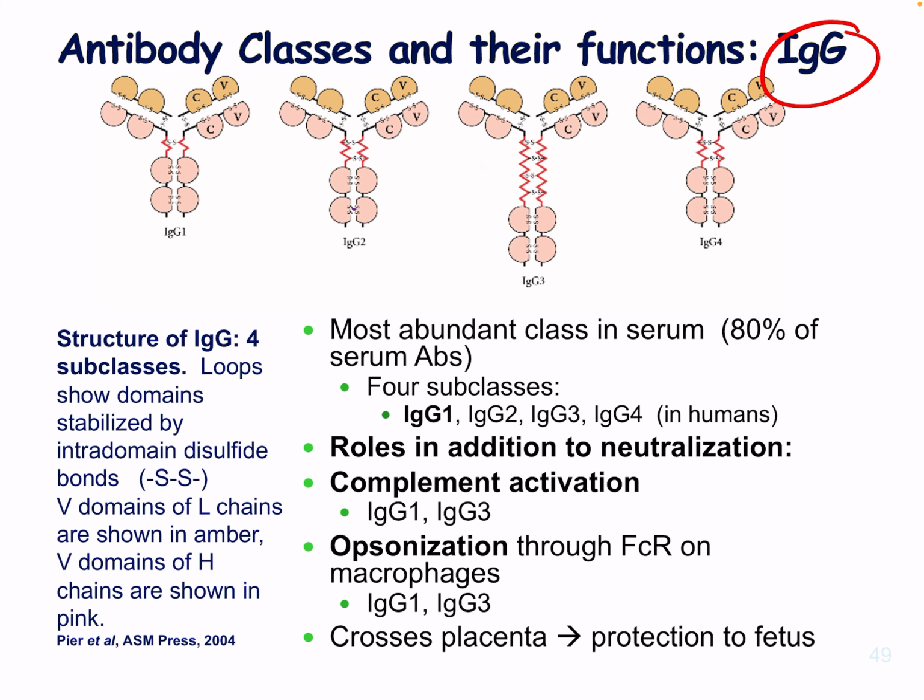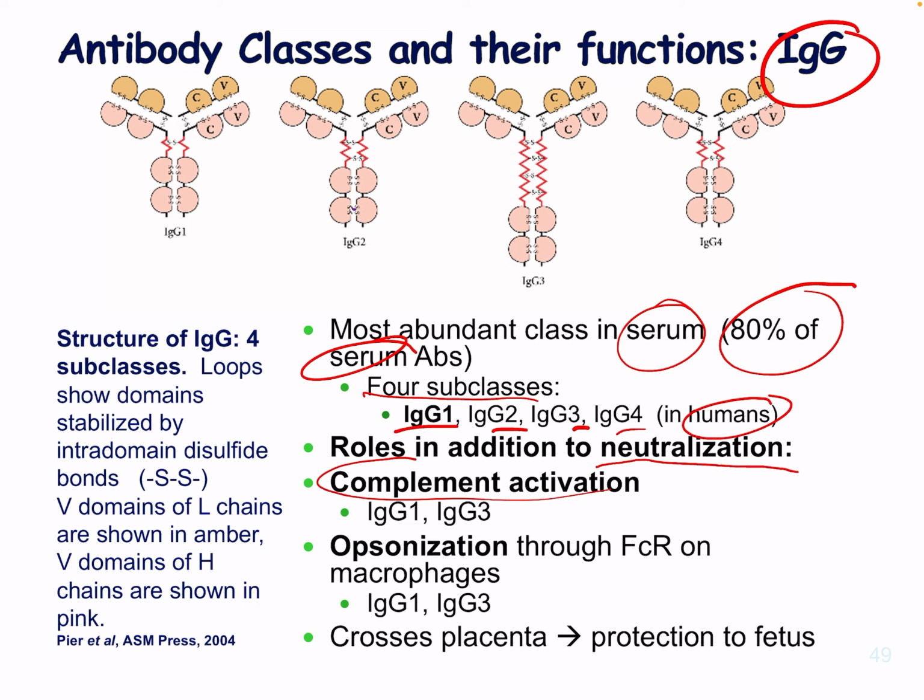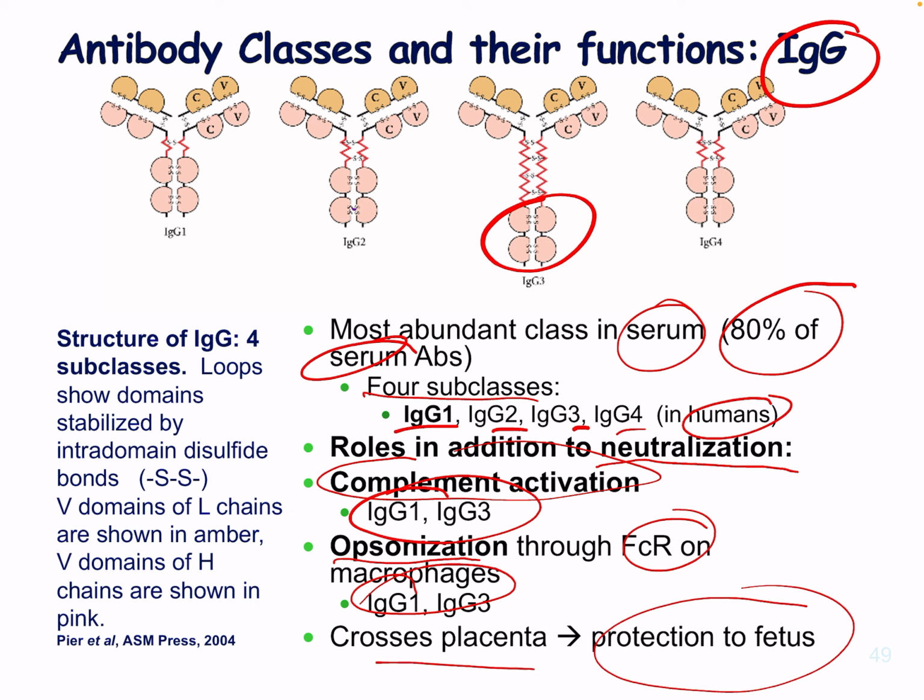IgG. So IgG is the most abundant class in the serum. It accounts for 80% of serum antibodies. And there are 4 subclasses, as we've seen, 1, 2, 3, and 4 in humans. In addition to neutralization, it is involved in complement fixation, but not as good as IgM, with IgG1 and 3. It is also involved in opsonization through the Fc receptor of IgG1 and IgG3. And it can also cross the placenta and help with protection of the fetus.